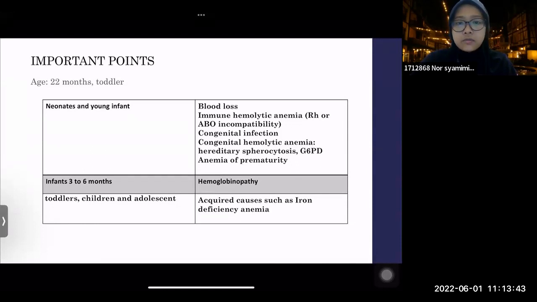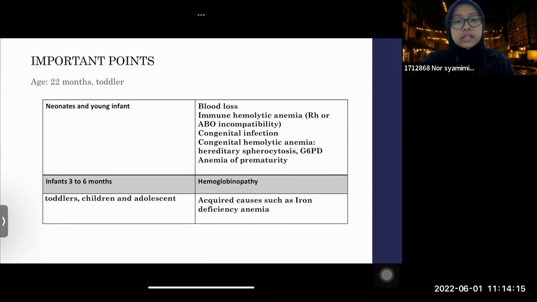I forgot to include here, but the most common cause of anemia in young infants is physiologic anemia, which occurs at 6 to 9 weeks of age. This is because there is an increase in erythropoiesis and reduced production of erythropoietin. In infants 3 to 6 months of age, the most common cause is hemoglobinopathy, and in toddlers, children and adolescents, such as this patient, the more common causes are acquired causes such as iron deficiency anemia.